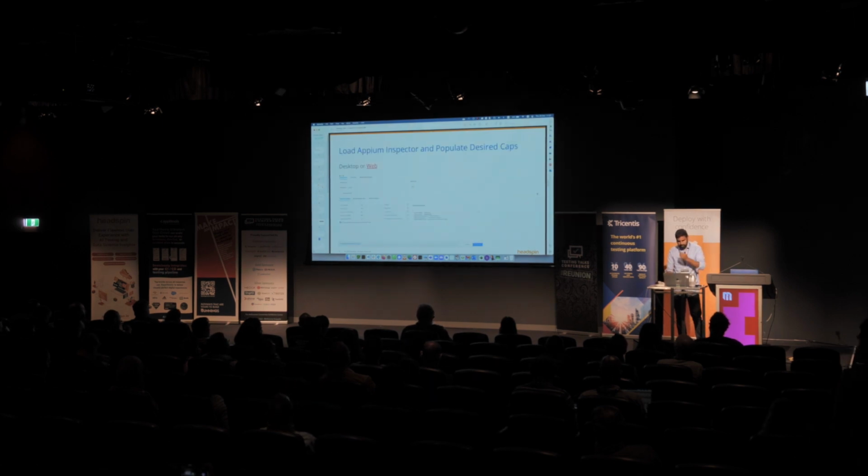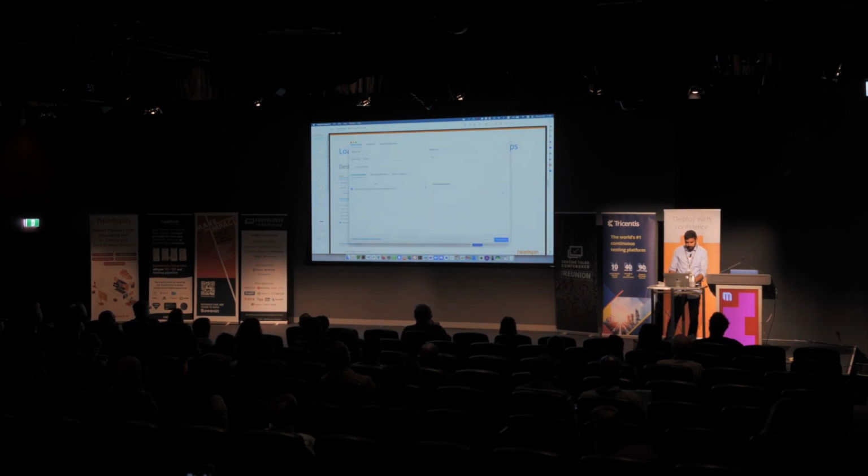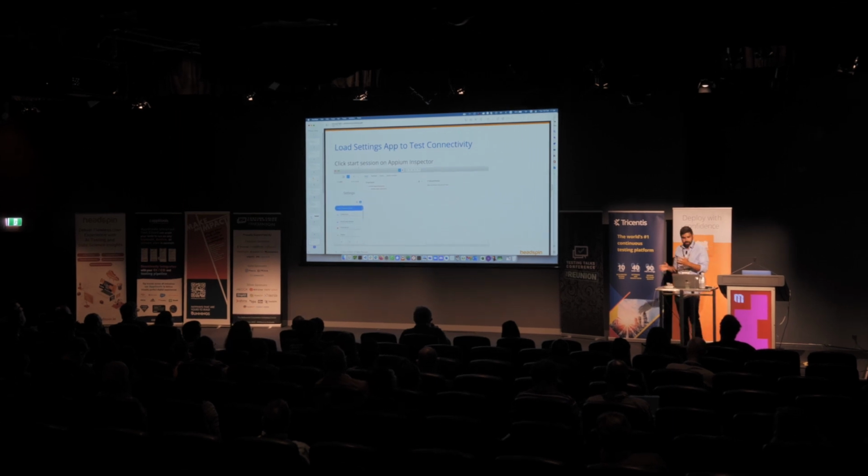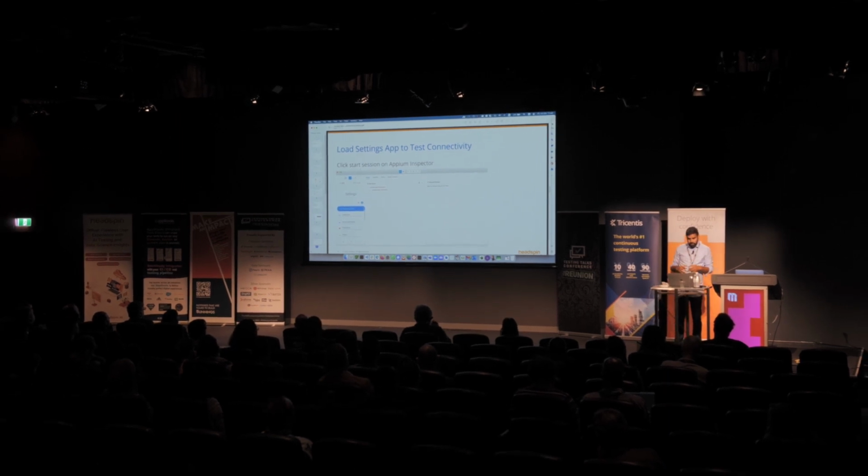The next step is we want to use the inspector, which will help us write these scripts in a graphical manner. So there's two options. There's actually a web version where you don't have to install anything. Because of the internet, I'll use the desktop version. So this is called Appium Inspector. Then to make sure that the Appium connectivity is working properly, we're going to load the settings app.